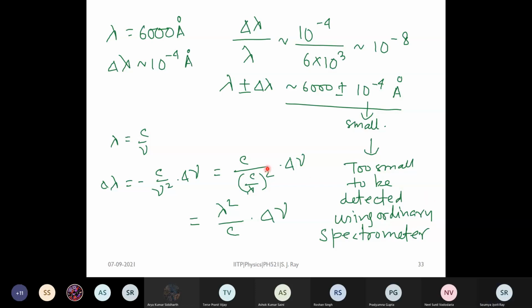And here on the left hand side, how to do the earlier calculation is given. All you have to use is this formula, lambda is equal to c by nu, and then you take the derivative, you will get this. So is this part clear, what I said?